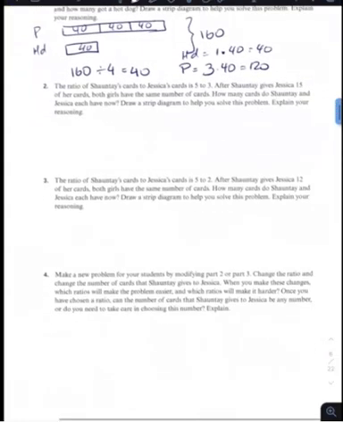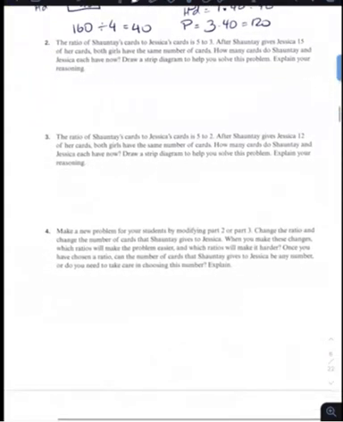I'm going to leave number 2 for you to work out, and I'm going to do number 3. So take your time to work out number 2, and then let's talk about number 3.